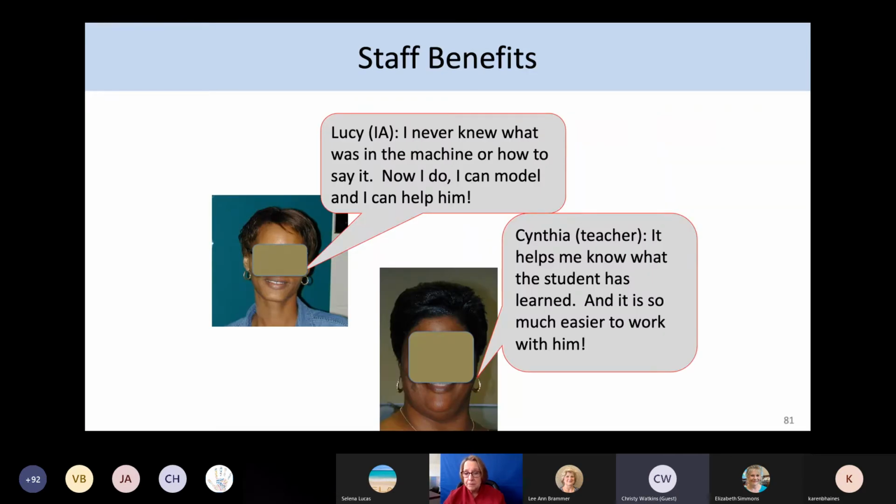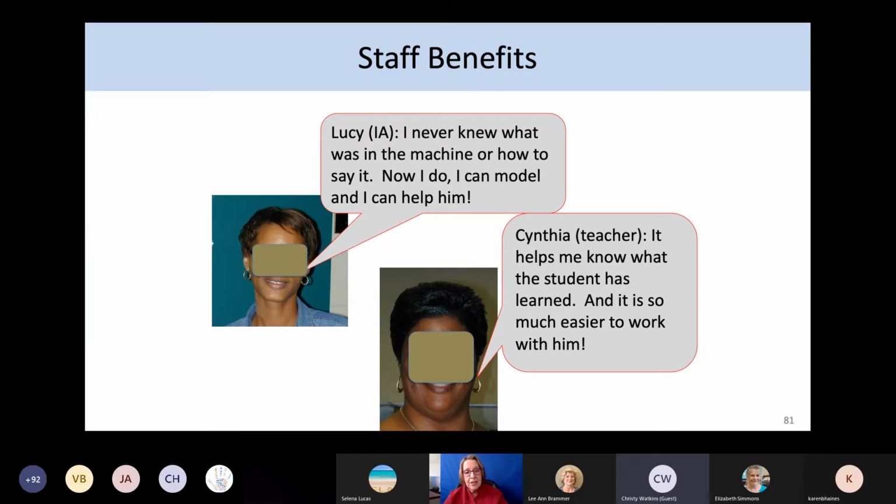There's a staff benefit. One of my instructional assistants, Lucy, and Cynthia, the teacher, before we embraced descriptive teaching as a team, Lucy didn't know what was in the device or how to say it. By giving her the wall chart, helping her model by looking at the pictures on the wall chart and finding those pictures on this main display, she now knows what's in the machine and how to say it. She feels more competent. A more competent feeling person is going to do a better job.